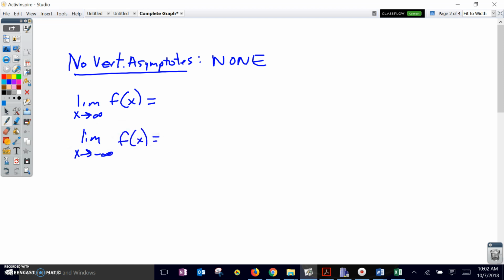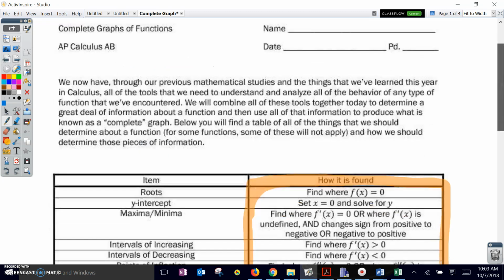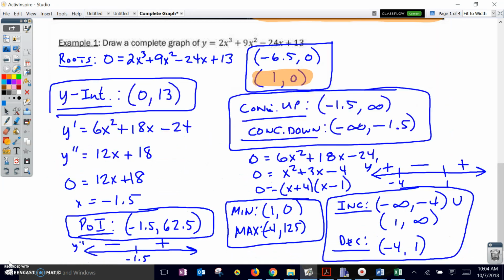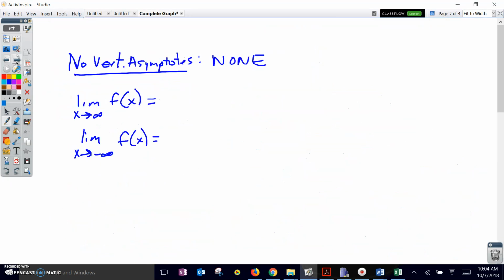I got to bop back to the previous page to look at my function here. And when I bop back there and look at my function, I see that the limit as x goes to infinity is going to go to positive infinity, which means that as I go to the right, the graph's going to keep going up. And as I go to negative infinity, the limit goes to negative infinity. And so the ends of my graph should go up and to the right, down and to the left. And so as far as horizontal asymptotes, there are none.